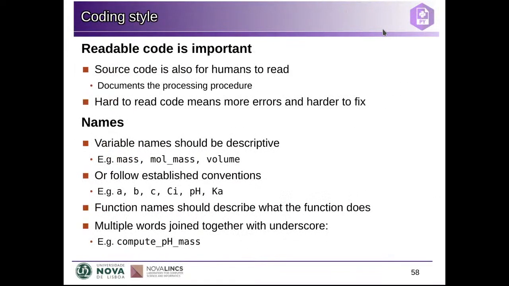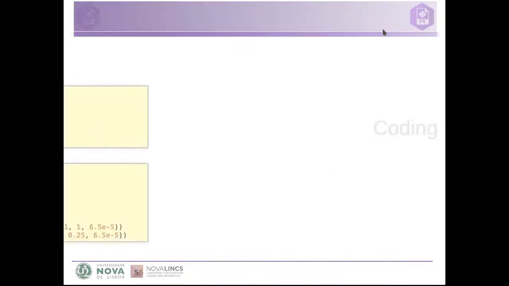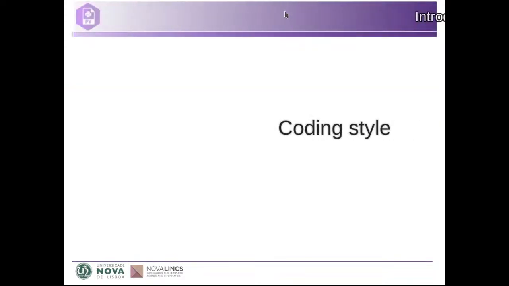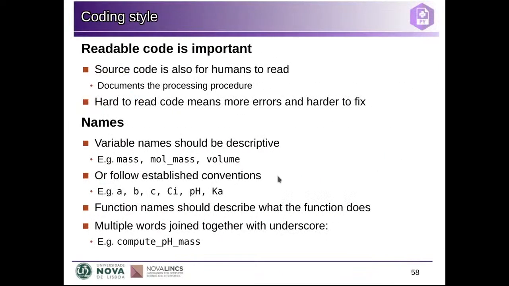Okay, so just to finish, some hints on coding style, because having code that is readable is important. And one important aspect of this is the names that we use. So names should be descriptive, for example, molar mass, volume, mass, and so on, including the names of functions, except if you already have some conventions that are established. For example, pH, Ka, A, B, and C for the quadratic equation, and so on.